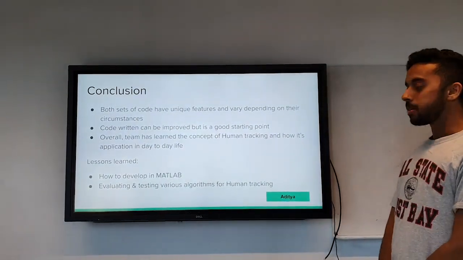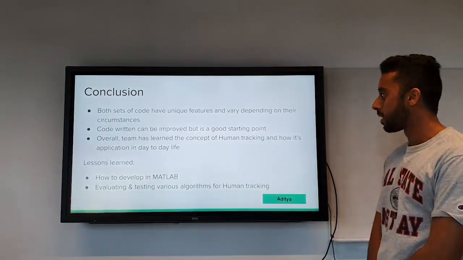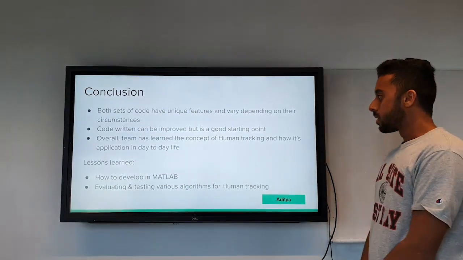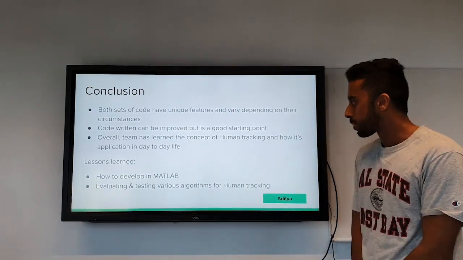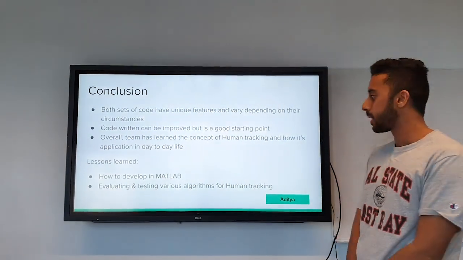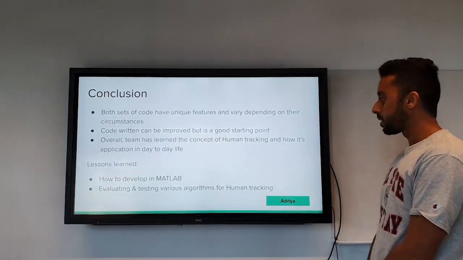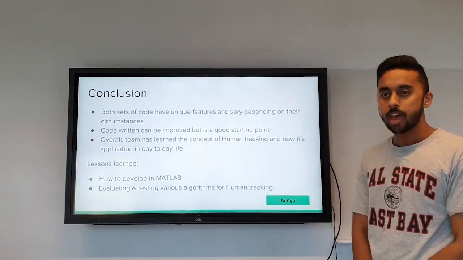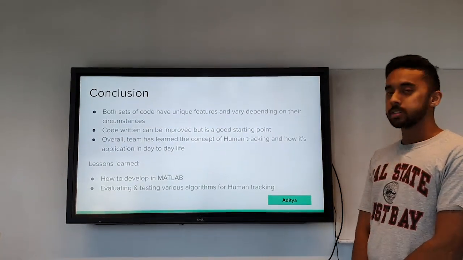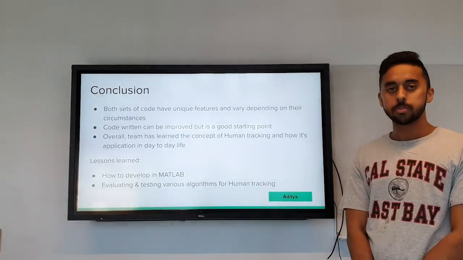In conclusion, both sets of codes, the alternative and the main code that we spoke about, have unique features and vary depending on the circumstances. Code reading can also be improved, but it is a good starting point from our team's base knowledge of where we began with MATLAB. Overall, the team has learned the concept of human tracking and its application in everyday life, and how we can actually apply it in the real world. Some lessons we learned were how to develop in MATLAB, and evaluating and testing various algorithms for human tracking.